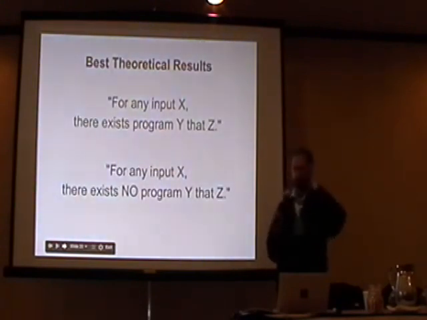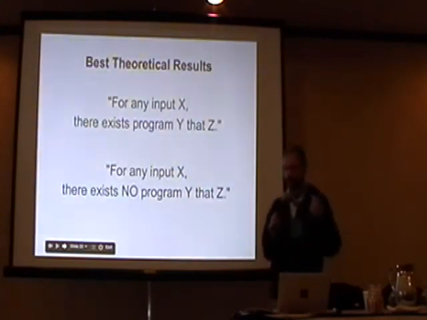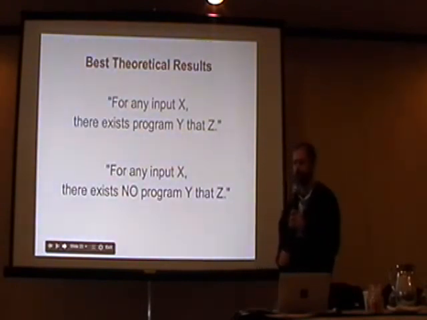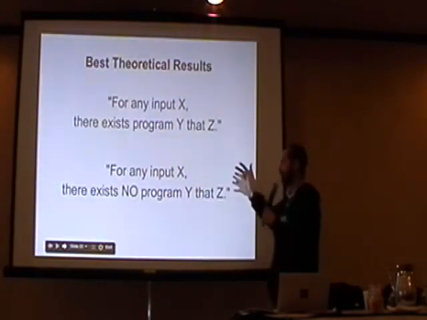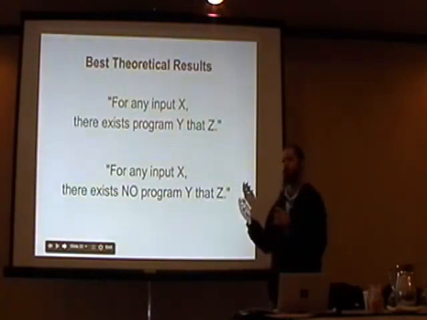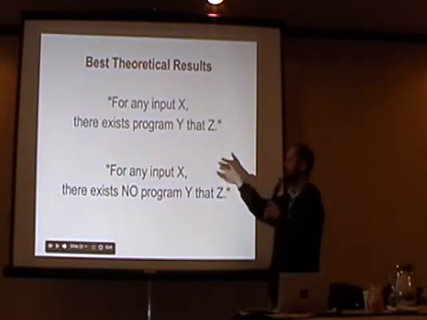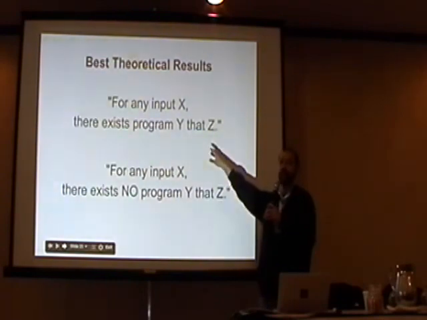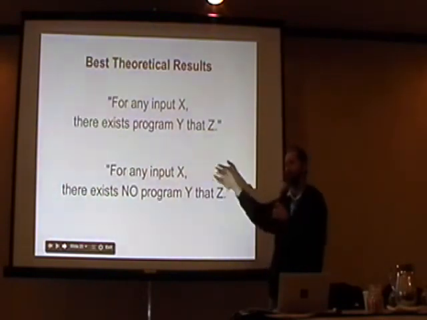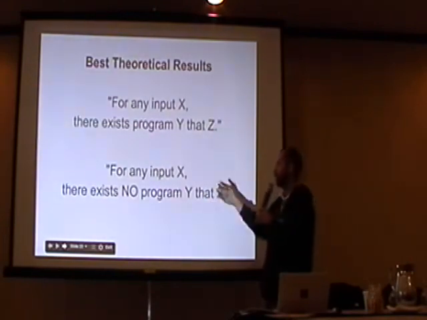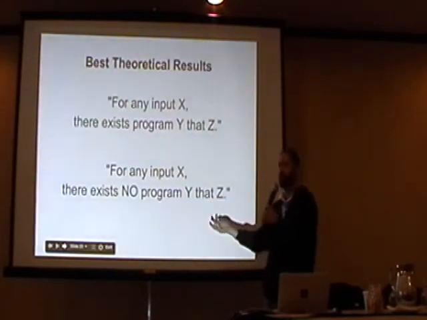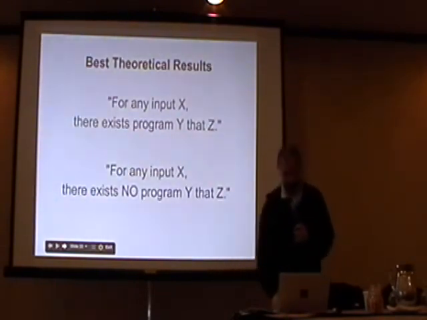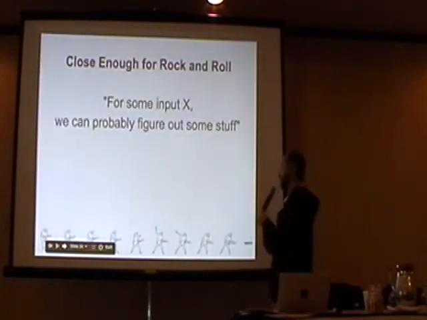When you're talking to some people and they're like, no, first of all, grep is not static analysis, blah, blah, blah, they're kind of thinking in this context of theoretical results, academia, right? For any input X, these are what you want. You want to write a paper and be able to say: for any input X, there's a program Y that does Z. Or for any input X, there's no program Y that does Z. That's how you publish papers, right? This is what we care about.